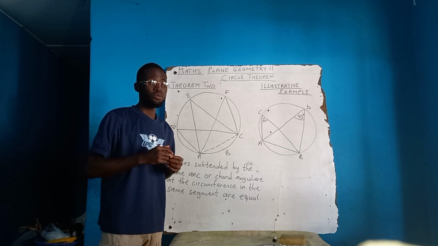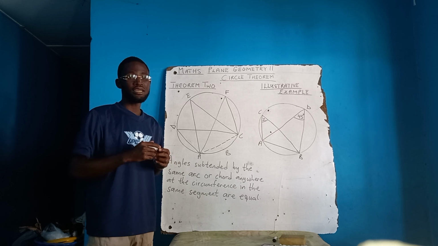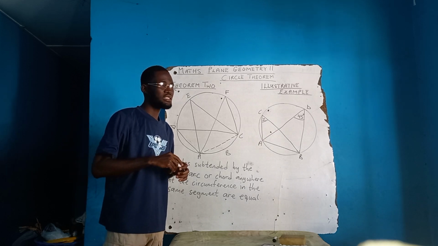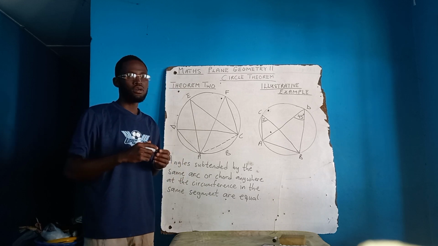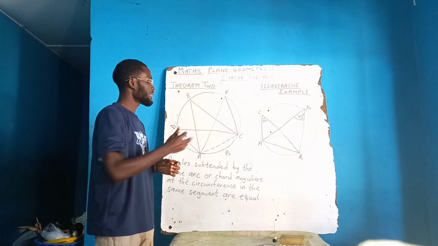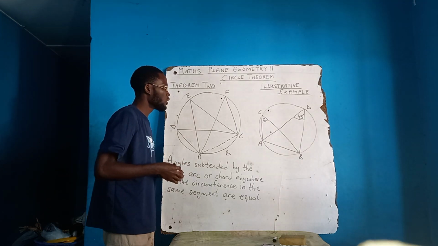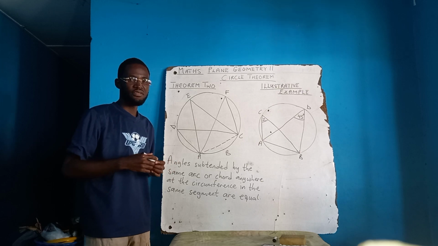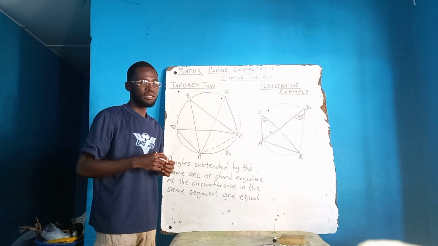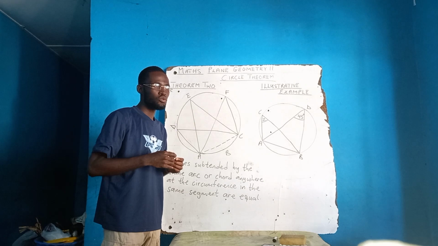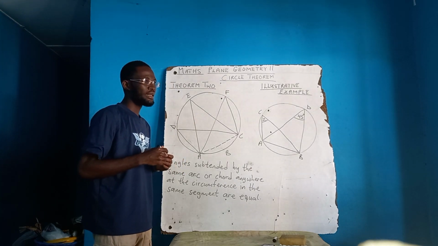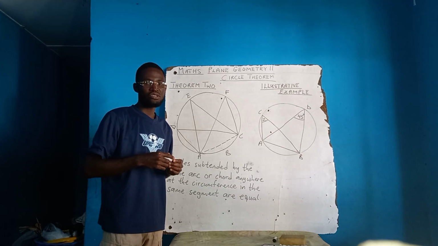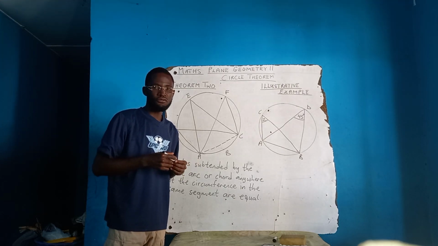And we'll be continuing with our second theorem concerning plane geometry. So we'll be discussing the tenets of circle theorem 2, just as it has been depicted on the board. We'll also be taking a subsequent illustrative example, and we'll see how well we can manipulate this theorem to adjust to the questions that we'll be facing.